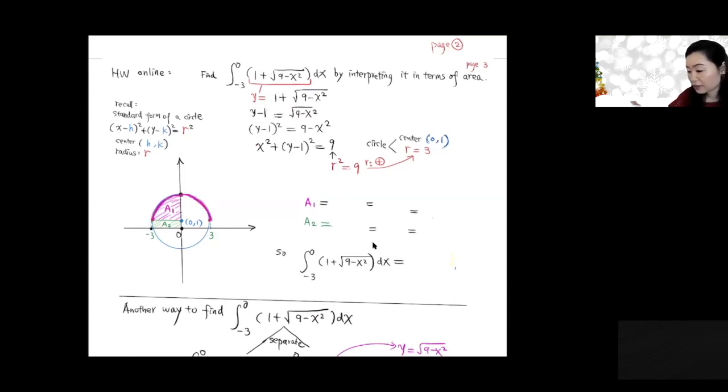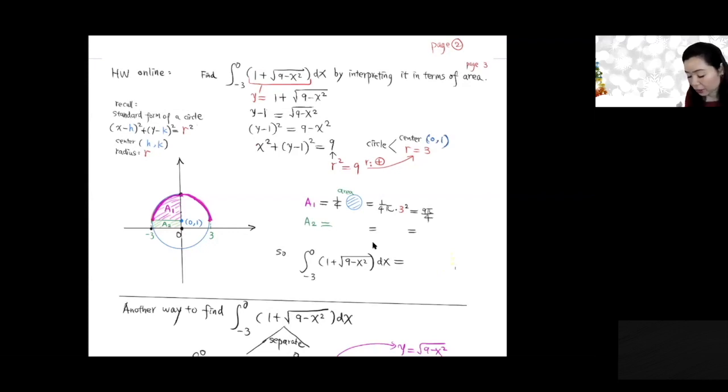Now this integral over here, you can interpret by the area under this curve, x going from -3 to 0. So it will be A1 plus A2. A1 over here is a quarter of the whole circle. That circle has radius 3, so the area of the circle is pi times 3 squared. A quarter of that will be 9 pi over 4.